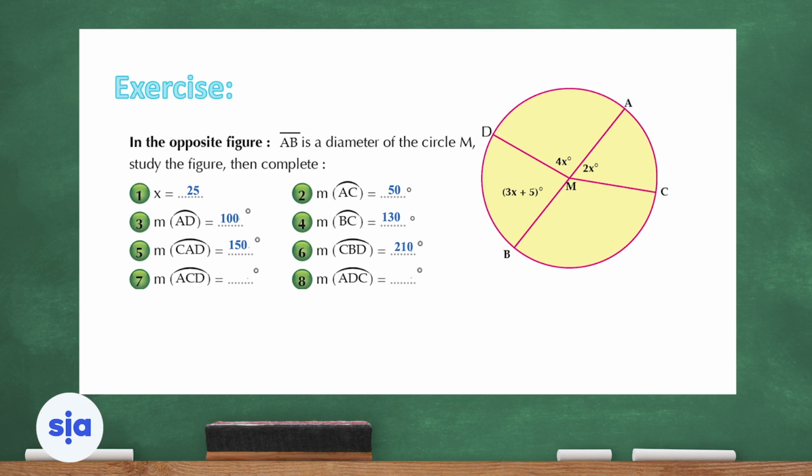Measure of arc ACD. ACD is the whole circle except AD, right? So it's 360 except AD that we got in point number 3, which is 100 degrees. So it's 360 minus 100, which is 260 degrees. Last one, to find the measure of arc ADC. The measure of arc ADC is the whole circle except arc AC. Arc AC, we got it in point number 2, which is 50. So arc ADC is 360 minus 50, which is 310 degrees.